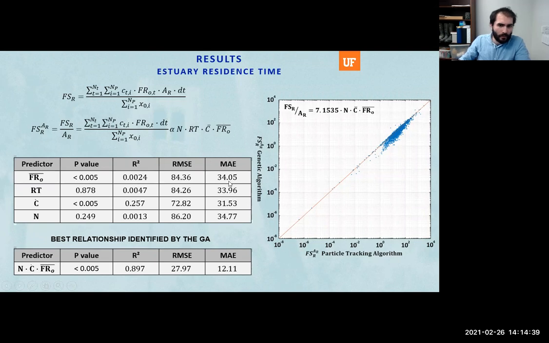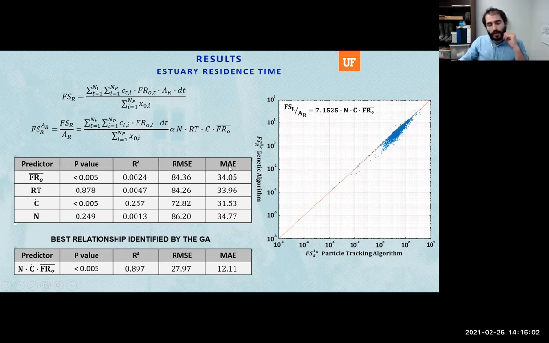But when we put all of them inside the genetic algorithm, we got this formulation. And it is pretty good. All the statistical predictors are pretty good. And the most important thing is that there is not the residence time. So basically, the genetic algorithm is saying that all the values are important, but not the residence time.